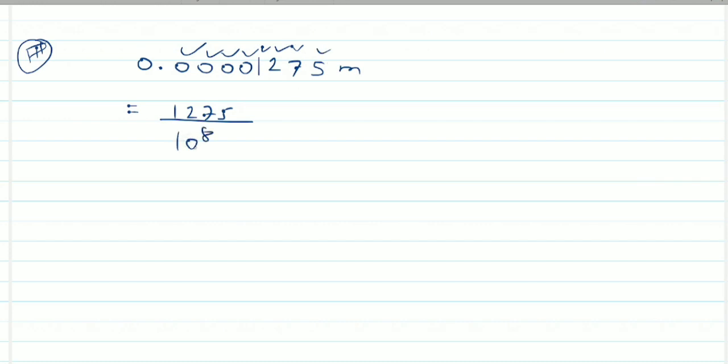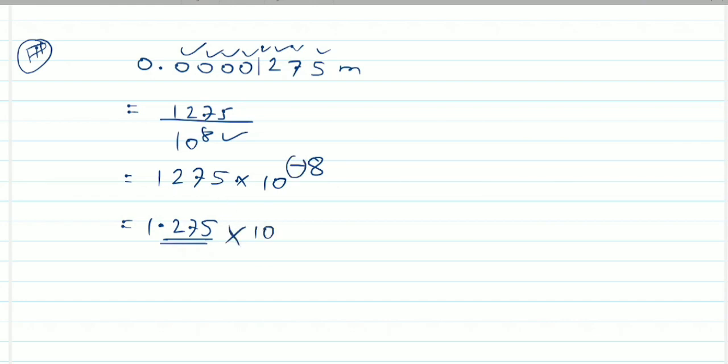There are 8 digits. So I write this as 10 raised to 8. And when I take this 10 raised to 8 in the numerator, the sign is going to change for the power. Now I give the decimal point after the one digit, and as there are 3 digits after the decimal point, we reduce the power by 3. Forget about the sign. Reduce by 3 and give the sign as it is. So this is the final answer of the question.